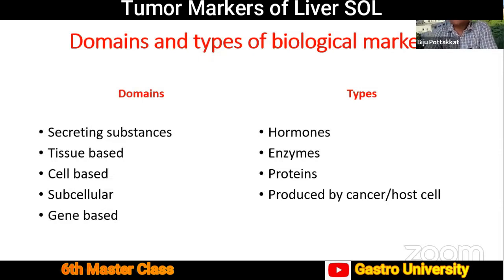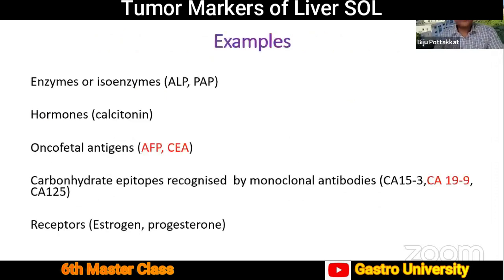But from the biochemical point of view, they are hormones, enzymes, proteins, produced by the cancer cell as well as host cells. Sometimes there is a marker in the host cell which is actually suppressed in the presence of the cancer. The famous examples are AFP, CA, and CA19-9. CA19-9 is mainly in cholangiocarcinoma, whereas AFP is mainly in HCC.